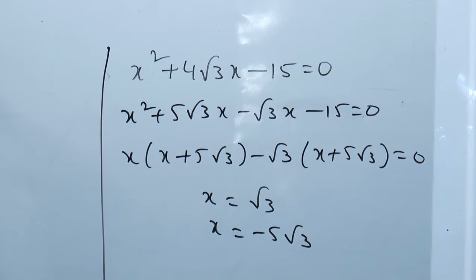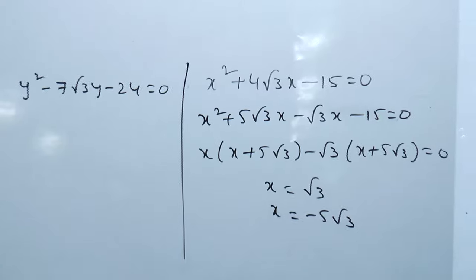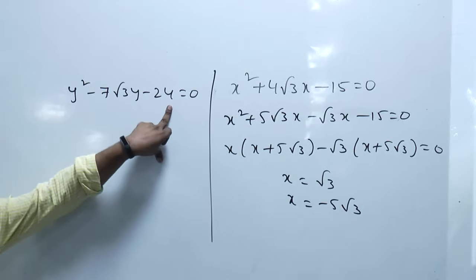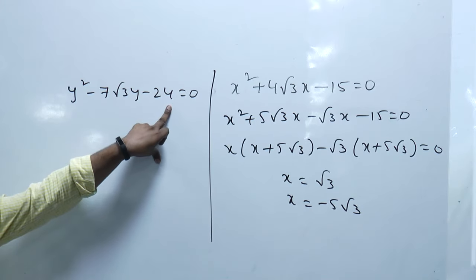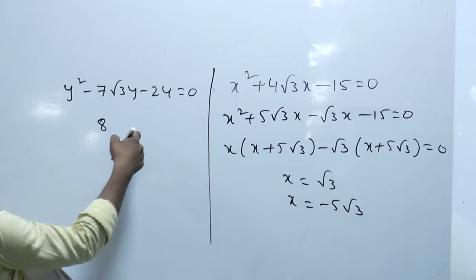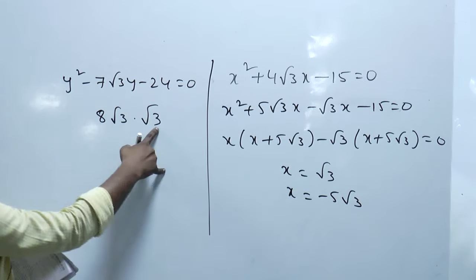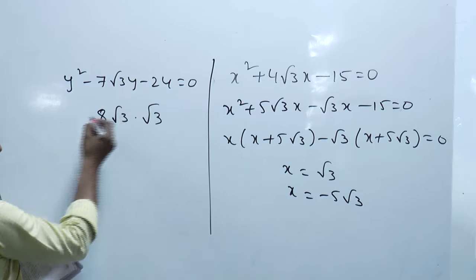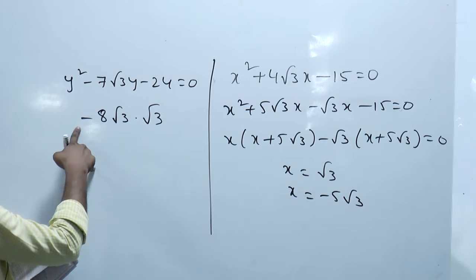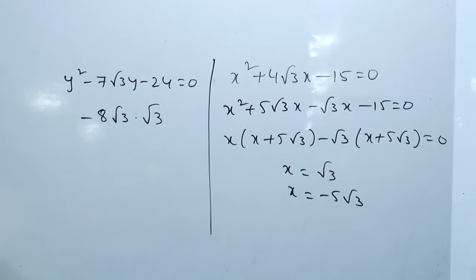For y square minus 7 root 3y minus 24 is equal to 0, the product should be equal to minus 24 but the sum should be equal to minus 7 root 3. As I have root 3 here, let me identify this as a multiple of 3. 3 into 8, let me write 8 as 8 and 3 as root 3 into root 3. This becomes 3 into 8, 24. The product should be minus, the sum should be minus 7 root 3. So one number is minus 8 root 3, the other number is root 3.